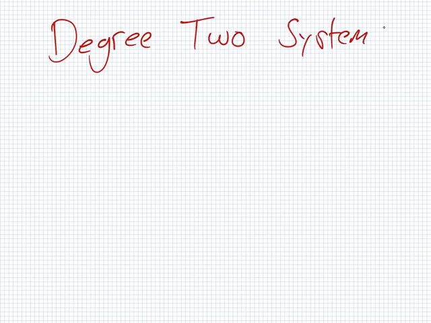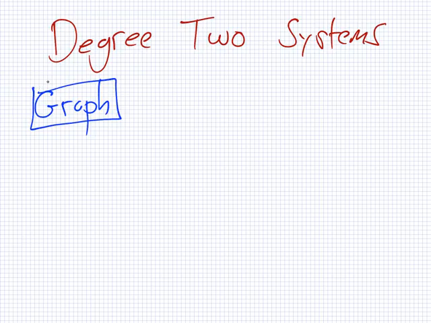You call them simultaneous equations, or I prefer to call them degree 2 systems, 2 being that there's 2 equations. We'll have a look at 4 methods. I have 4 different methods to show you. The first one is using the graph. So here's our example: y equals minus 5x plus 9, and y equals minus 6x plus 2.